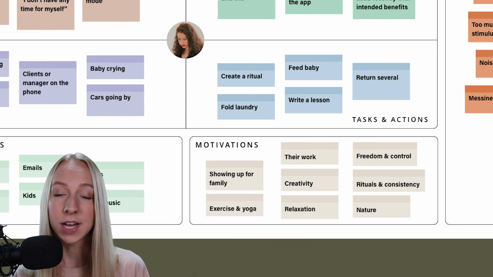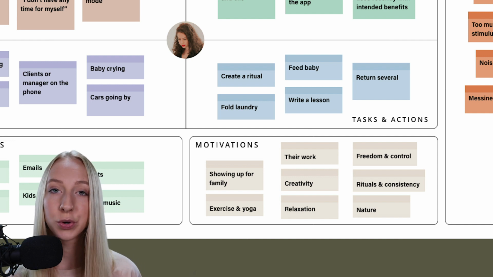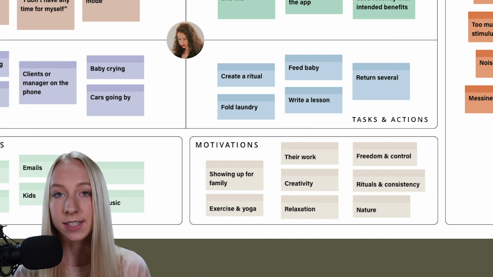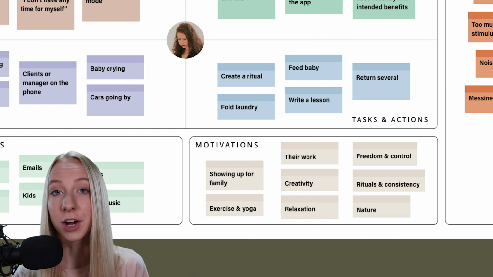So the things I wrote down are showing up for their families, their work, creativity, exercise and yoga, relaxation, freedom and control, rituals and consistency, and nature. These were all really common among the people that I talked to.